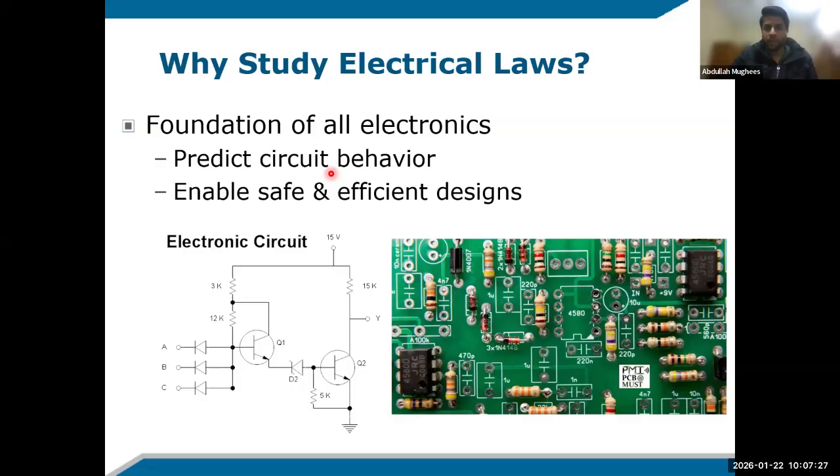So this picture on the right hand side is the final circuit that you might have seen in any kind of equipment that you might have opened in your life. This is called a PCB, printed circuit board. It has all these electrical components. So this comes at the final stage. The initial stage starts from a paper and a pencil.